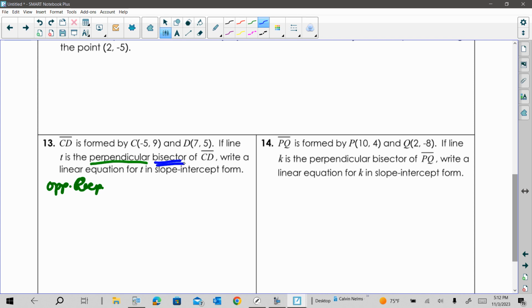A bisector means it goes through the midpoint, so we would need to know the midpoint formula. I'm going to talk about that the next day in class, because the formula basically is x1 plus x2 over 2 and y1 plus y2 over 2. We're taking the average of the 2 points. So don't worry about this because we're going to figure that midpoint, and we're going to figure that perpendicular slope, and then get back to point slope form. So it's not a lot more. It just takes some practice. Okay, so don't worry about 13 and 14.